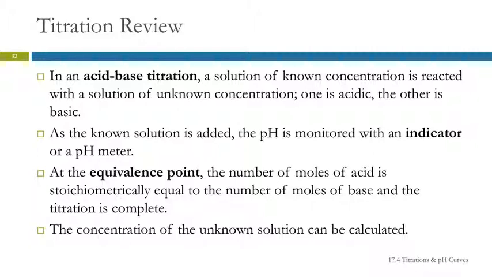As the known solution is added, the pH has to be monitored because there's nothing intrinsically visible that we can tell. So we can use an indicator such as phenolphthalein, and we'll see a color change, or we can use a pH meter, and then we can monitor the change in the pH. So at the equivalence point, the moles of acid is stoichiometrically equal to the moles of base, and we say that the titration is complete. By knowing the moles of acid or base that was added and the volumes involved, we can calculate the concentration of the unknown solution. Any questions?